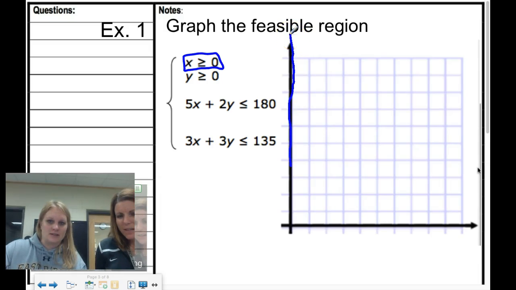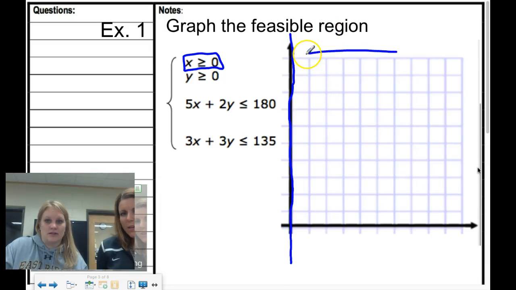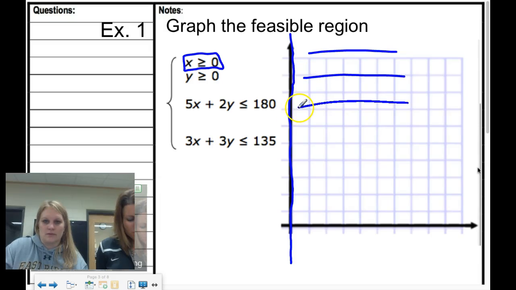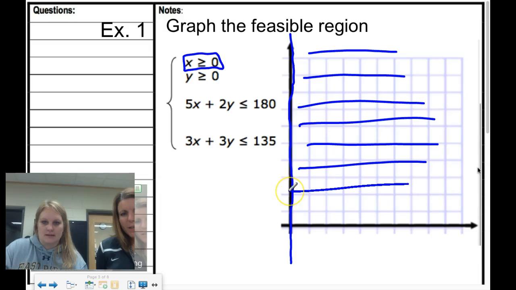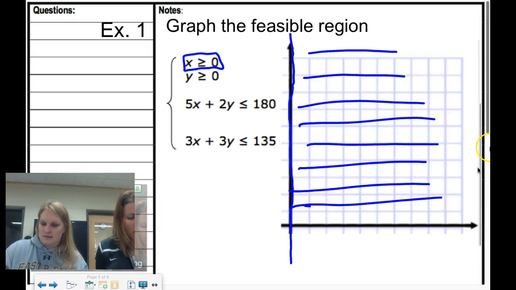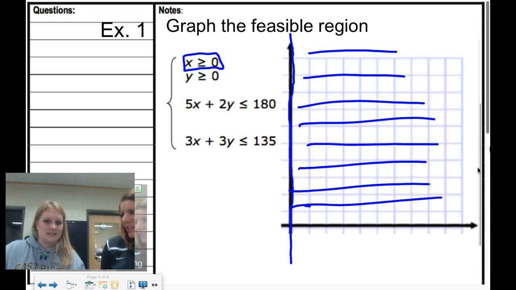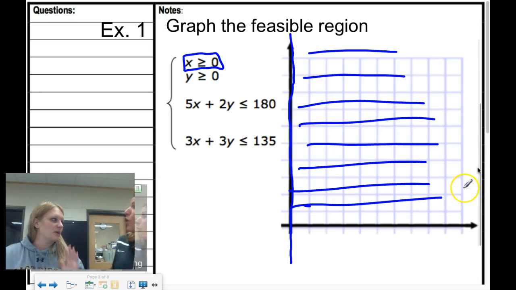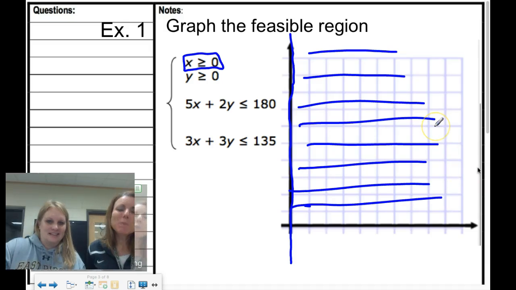So here's our X. And it's a solid line, notice, because it's greater than or equal to. So I'm going this way with my blue. This is where different colors help. Now I wonder, should we shade all of our lines first, or should we draw all of our lines first and then shade? I like to do it all at once so I don't get mixed up. Okay, we're going to do what Miss Boyd wants.